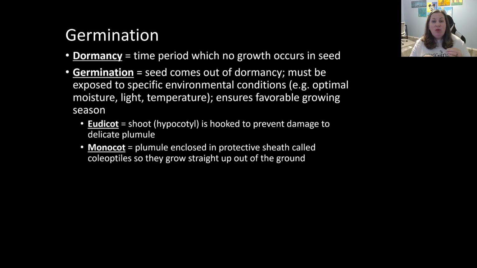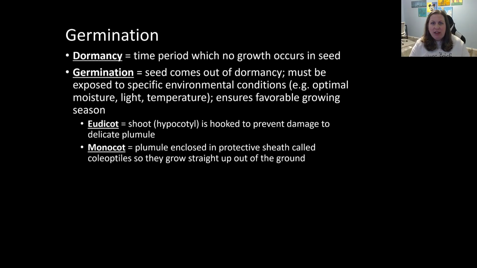Okay, so once it realizes that good conditions are present, like moisture, light, and a better temperature, it's going to start the process of growing. If we take a look here, when we look at the eudicots, we see that their little shoot, or their hypocotyl, is going to be hooked. When it first comes out of the seed, it's hooked to prevent damage to those two little delicate leaves, and then they're going to unwind. So they have this hook-like structure.